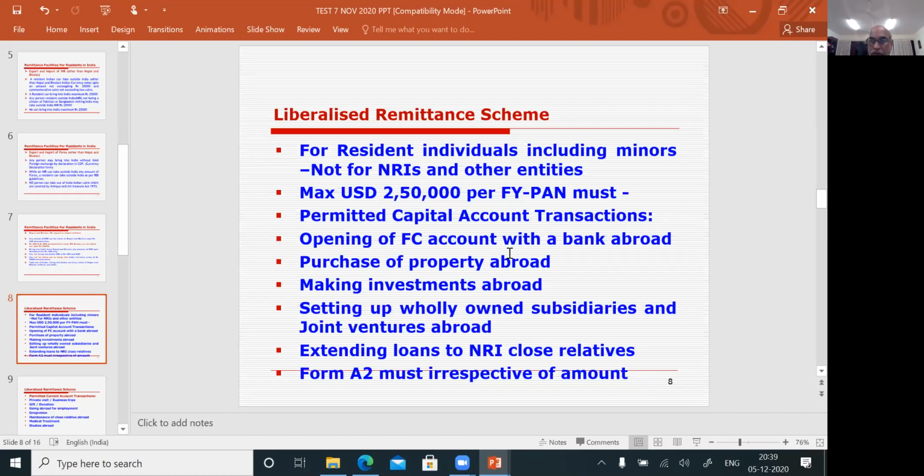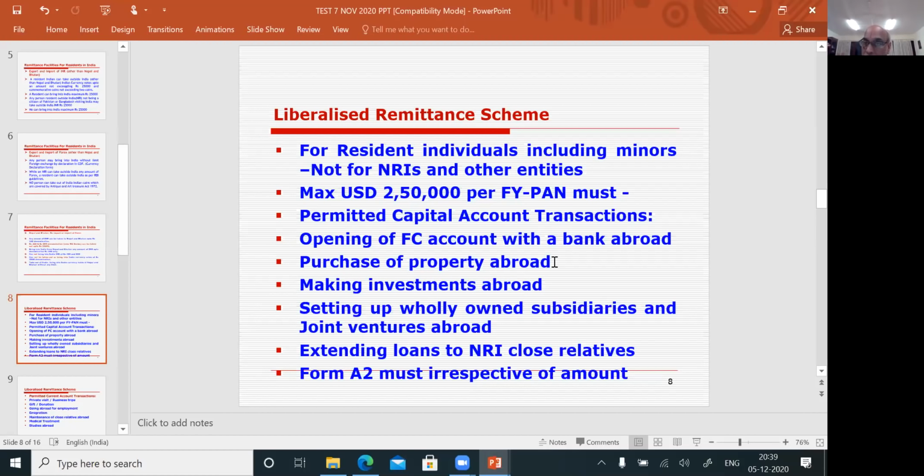By getting the 250,000 US dollars, you can open a foreign currency account with a Swiss bank abroad, or with a bank in Germany, or a bank in America. Opening a foreign currency account with a bank abroad, for that you can use the LRS. Purchase of a property abroad.